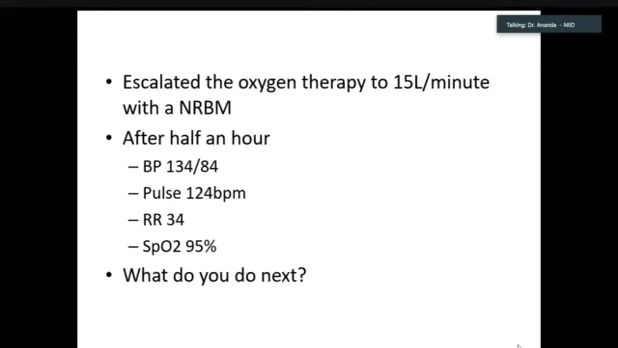Okay, so this patient was escalated on oxygen therapy to 15 liters per minute with NRBM. After half an hour, blood pressure is 134/84, pulse still a bit high, respiratory rate 34, now it has come down, SpO2 95. So what should you do next?